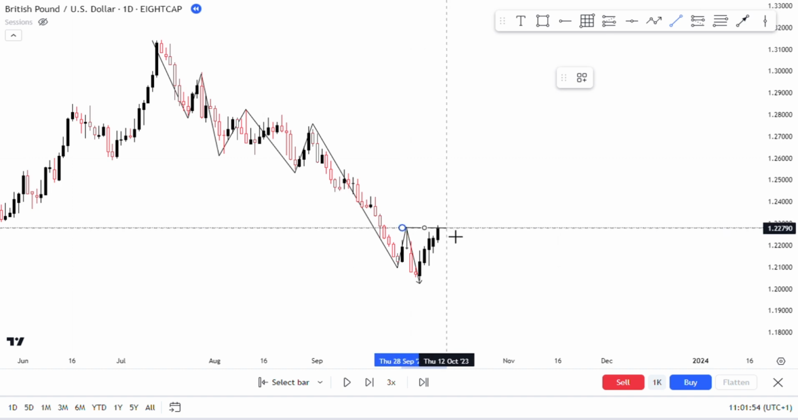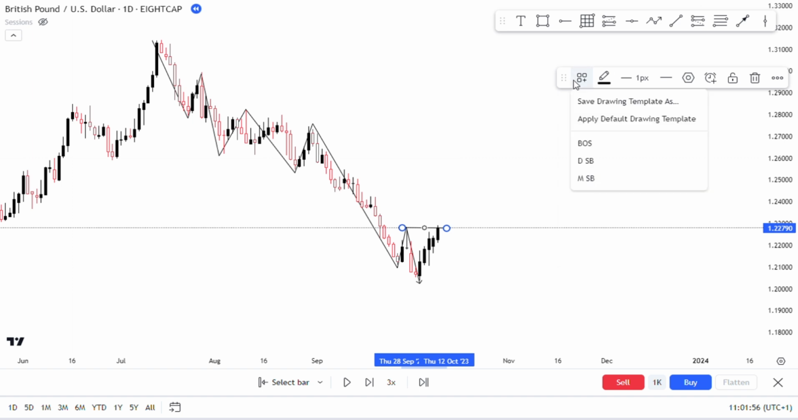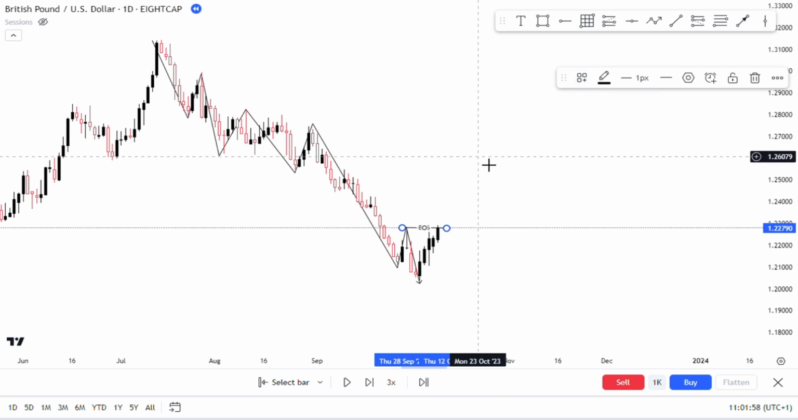What does a break of structure mean? A break of structure means we are no more going in the direction we were going before. We are now going to the opposite direction. It's just like a system by which banks communicate to banks, institutional traders communicate to institutional traders on the direction that they want to go to.